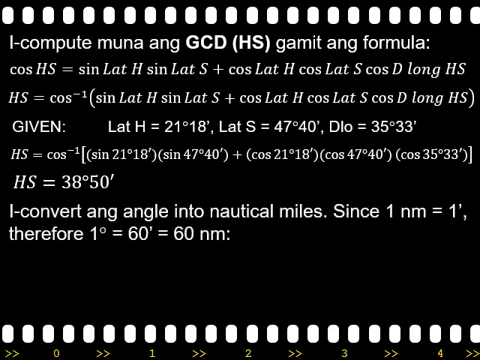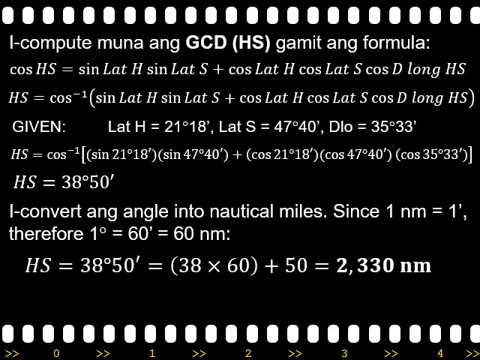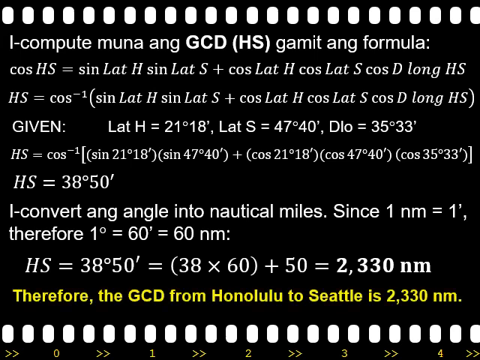Okay. So, again, kung i-convert natin yung 38 degrees and 50 minutes, magiging ganito na siya. 38 degrees and 50 minutes magiging 38 times 60 plus 50. So, now you have a value of 2,330 nautical miles. So, that is the GCD from Honolulu to Seattle.